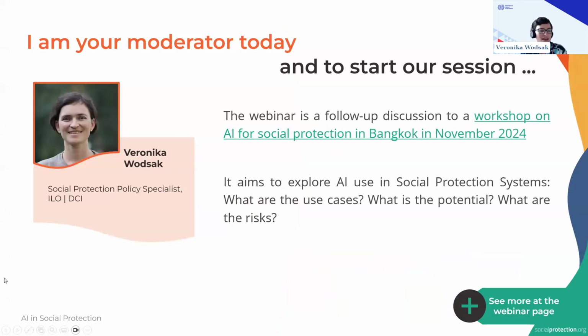So I'm Veronika Wodsak. I'm Social Protection Policy Specialist at ILO headquarters in Geneva. And I'm also a Digital Convergence Initiative founding member, and very pleased to welcome you to today's webinar. It's basically a follow-up conversation to a workshop that was held in November 2024 on AI for social protection in Bangkok. And we really want to continue that conversation. How can we use AI for improving social protection systems? What are AI use cases? What is the potential of AI, but also what are the risks? What do we need to keep in mind?